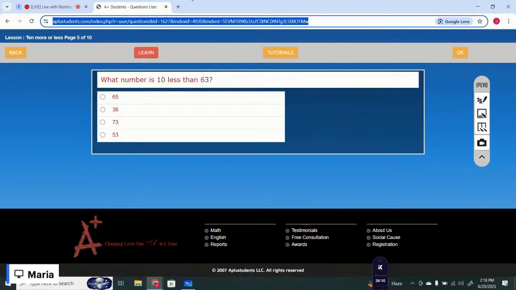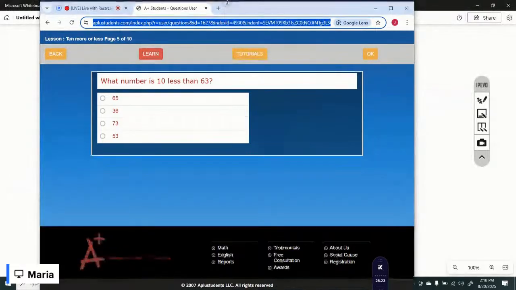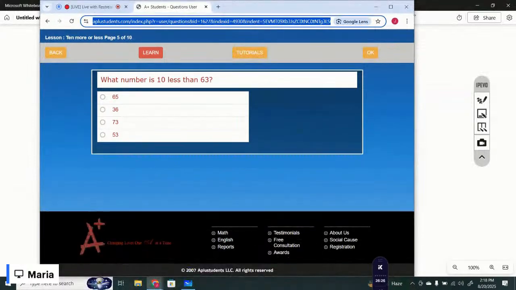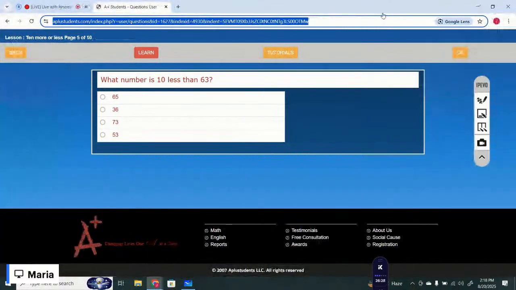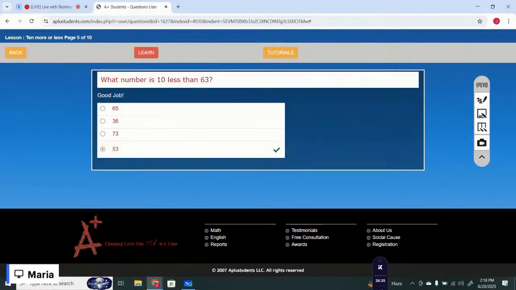What number is 10 less than 63? 10 less than 63 is 53. Option number 4 is the correct option. That is 53.